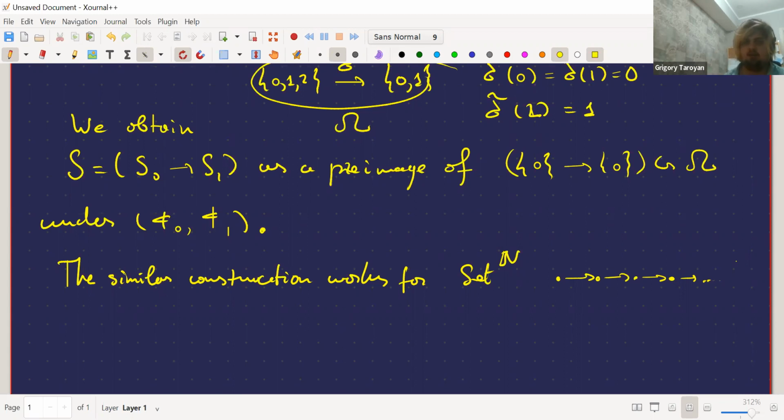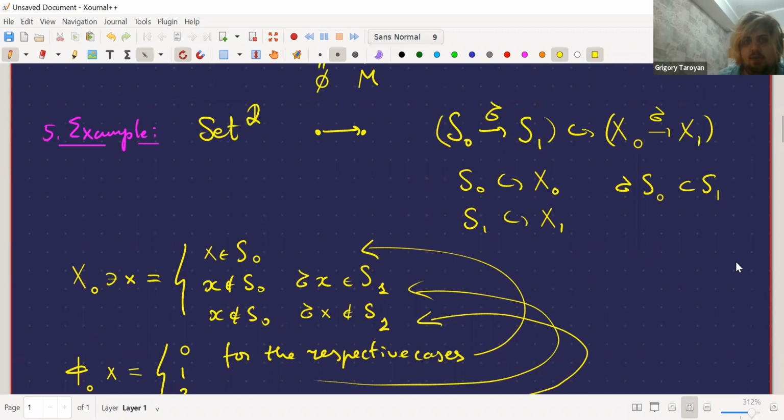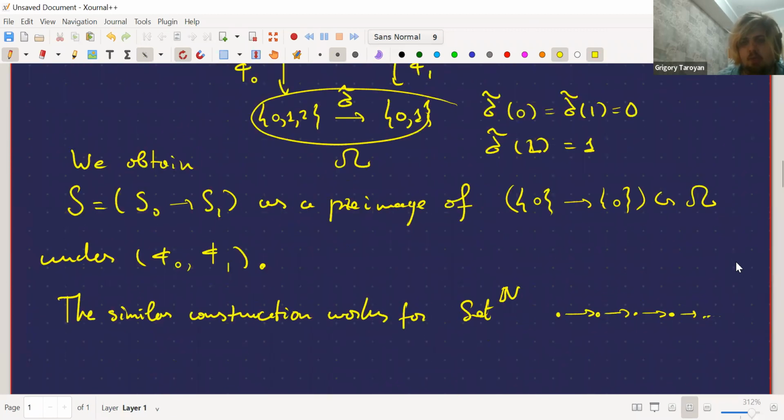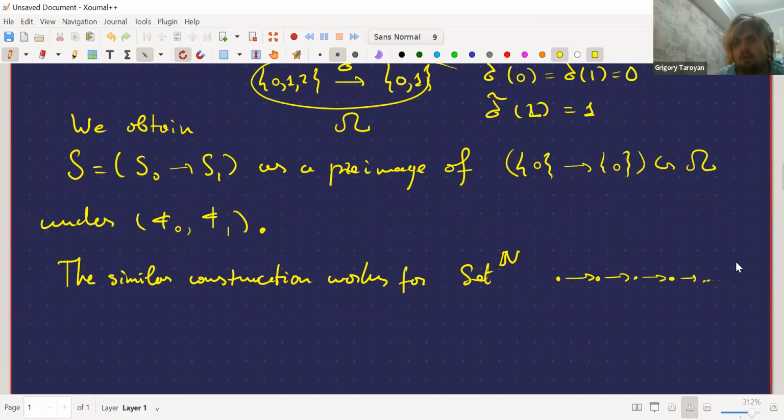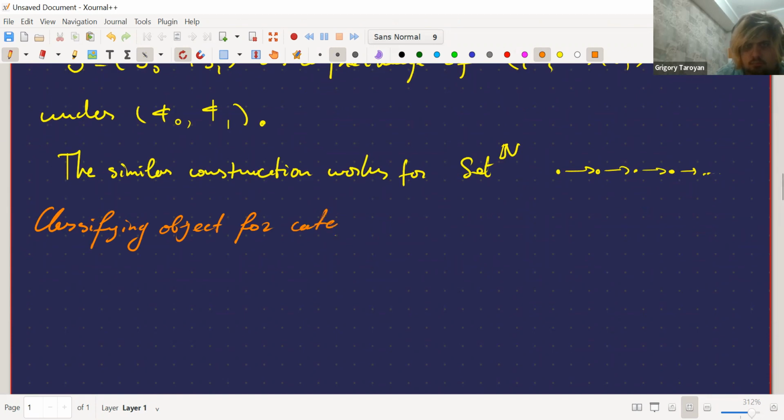So that's the idea behind the classifying function for such functor categories. But we now move on to the general context of presheaf categories. So we had these very tame functor categories from, for example, a two-element set or natural numbers. But now we will consider arbitrary functor categories, the category of presheaves.